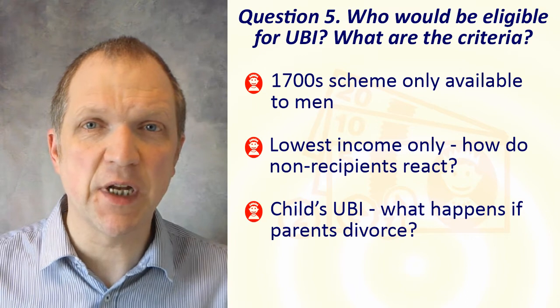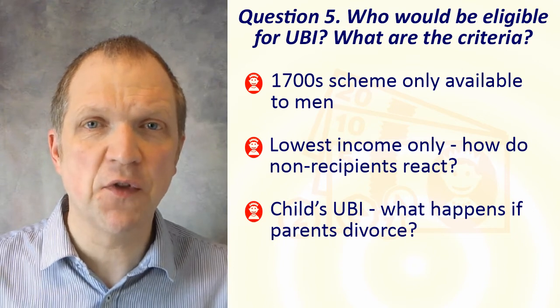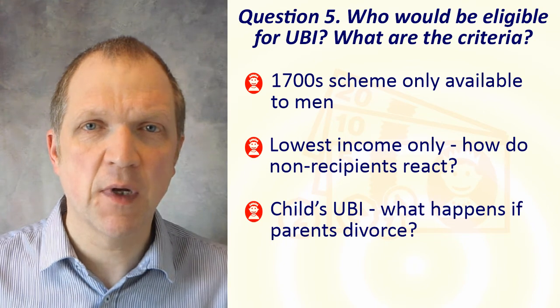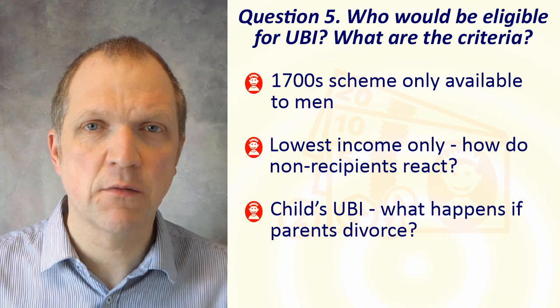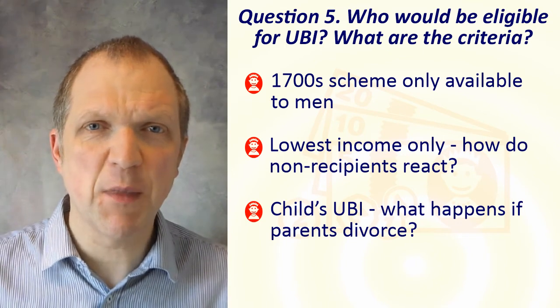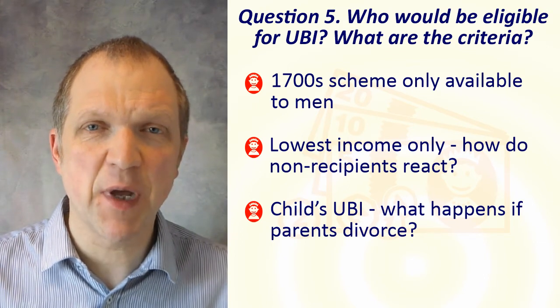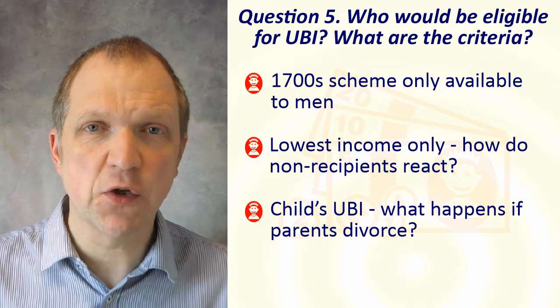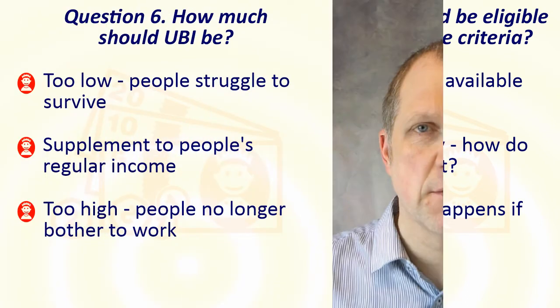Similarly, if your story is set in the present day, you could make it more interesting by limiting who gets UBI. For example, it could be limited to those on the lowest incomes only. How do non-recipients, such as people on middle incomes, react? Should children get a child's UBI? Would the money be paid into their parents' bank accounts? Or what happens if the parents divorce? This could cause further sources of conflict and tension in your story idea.